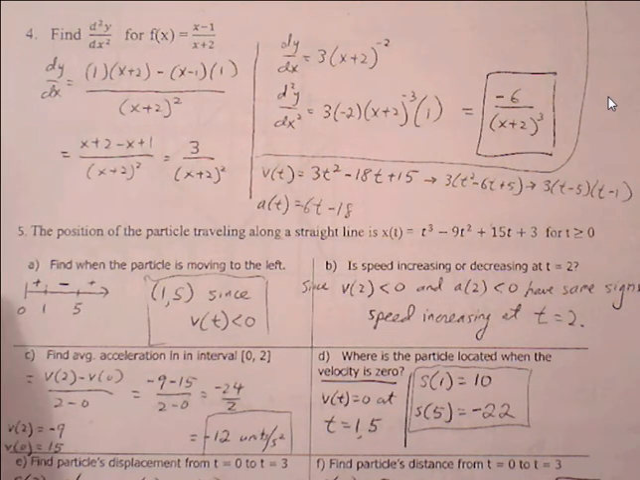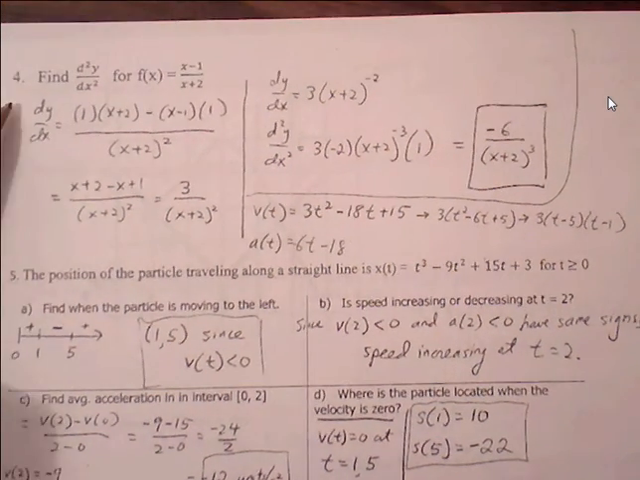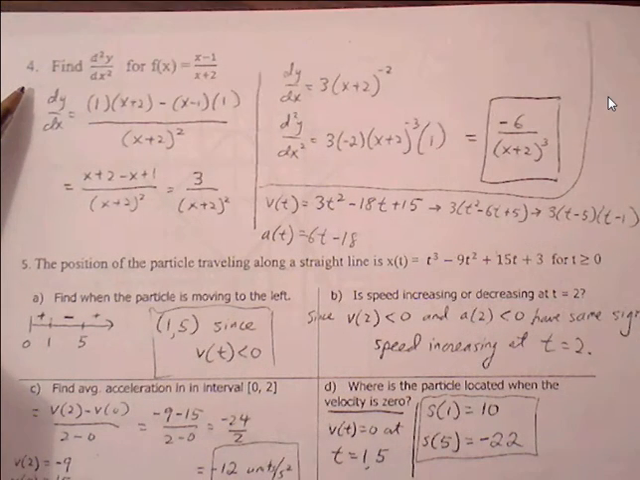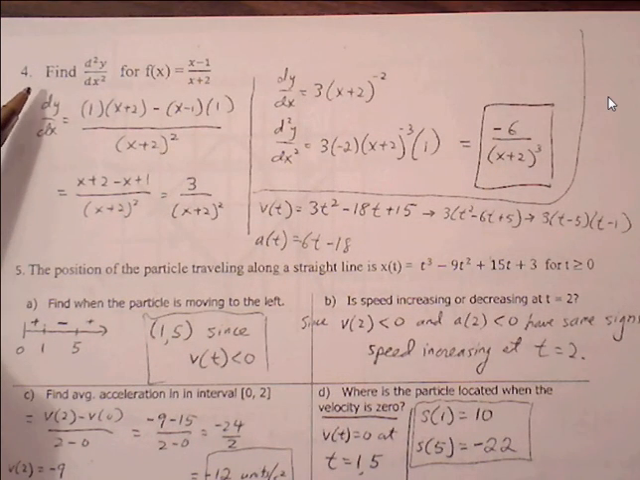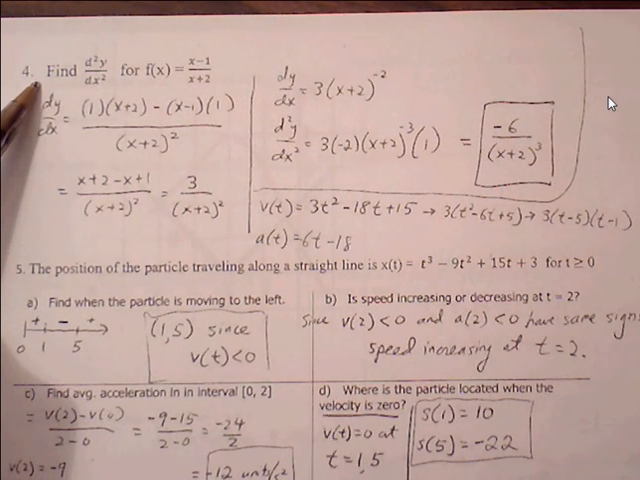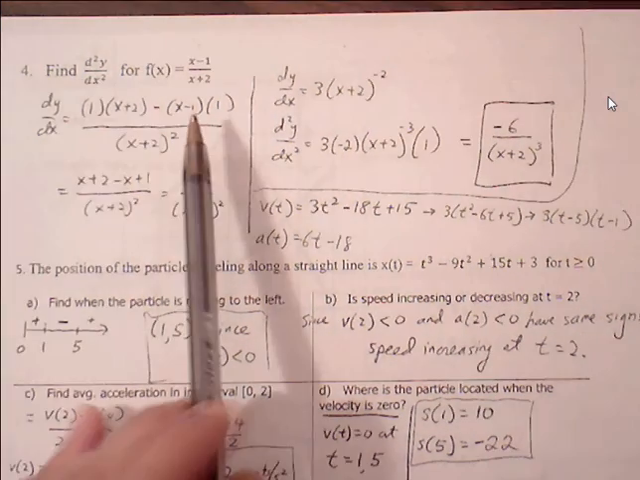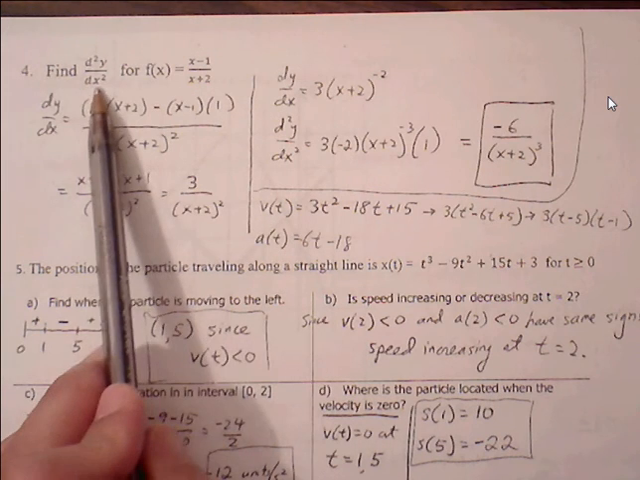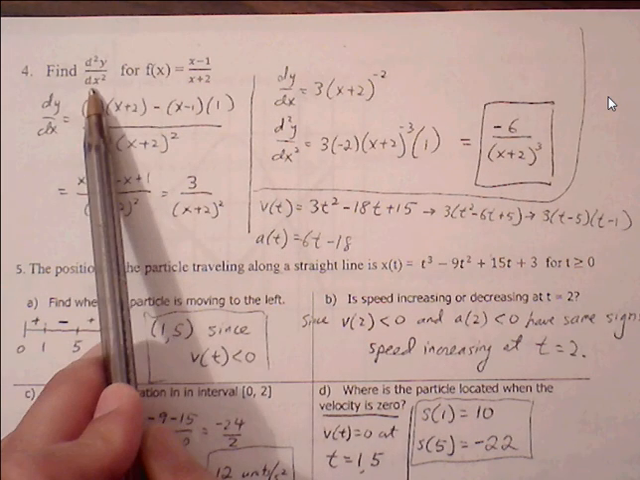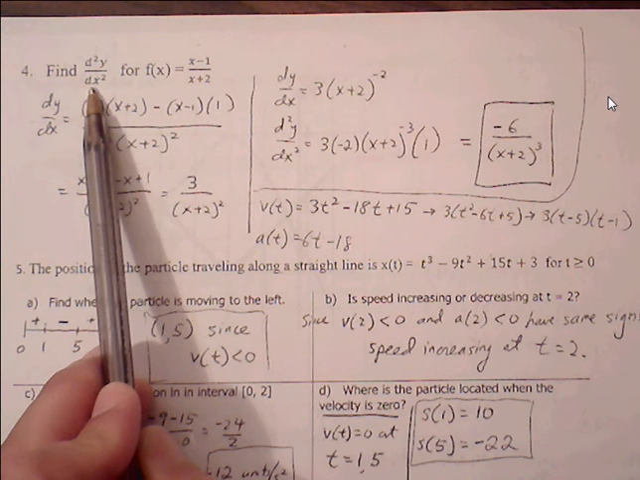All right, number 4. This is the back page of the morning review for Chapter 2, Chapter 2 Derivatives, morning test review. All right, back page, number 4. Find d2y over dx2 for f of x. Now, this notation is asking us to find the second derivative. So we first need to find the first derivative, and then from there we'll move to the second derivative.